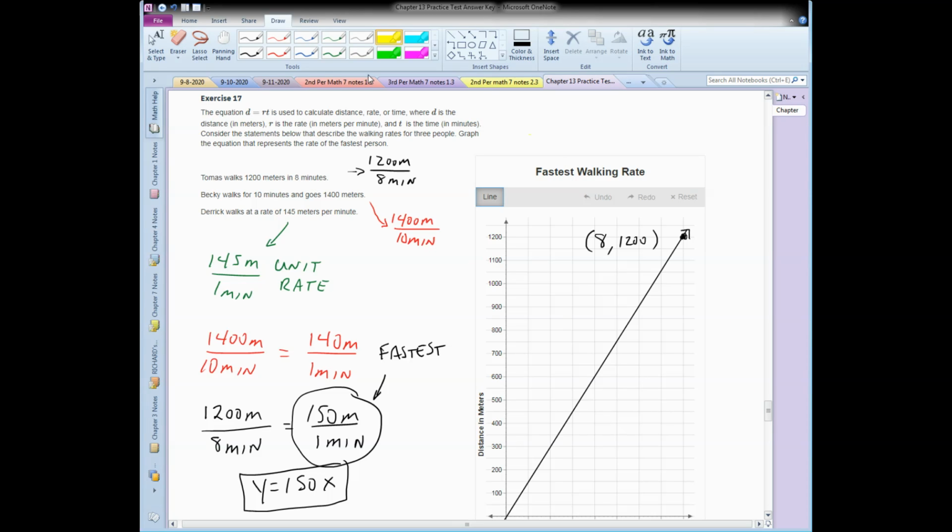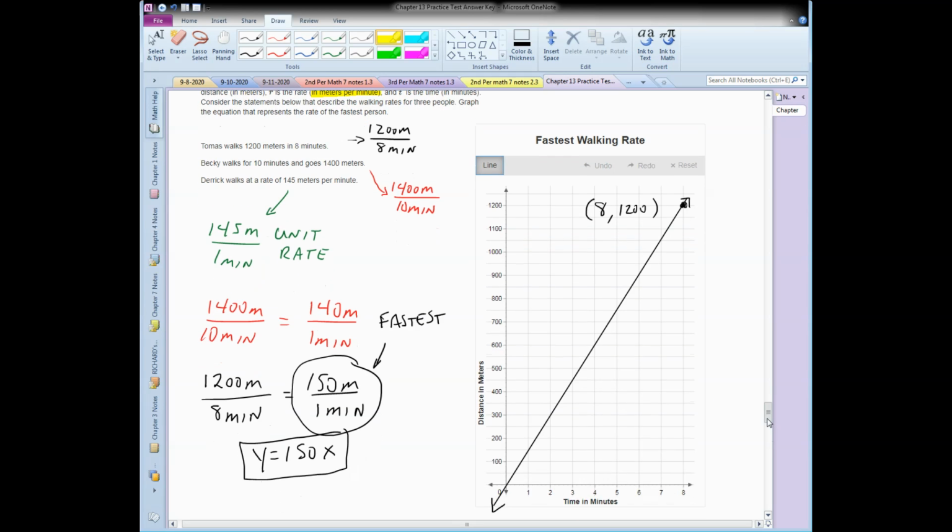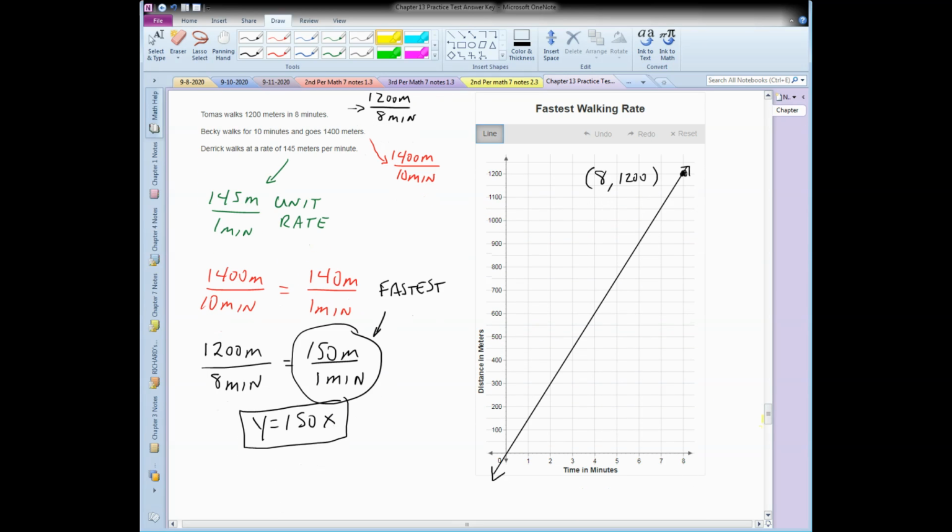All right, the equation, distance equals the rate times the time, where D is the distance, R is the rate in meters per minute. That sounds like that could be a slope. And T is the time. So we want to consider these statements below. Okay, and what do we need to do? We need to graph the equation that represents the rate of the fastest person. So we're looking for a slope.